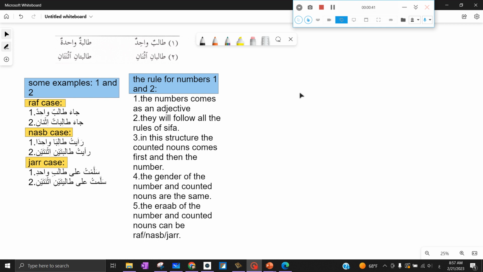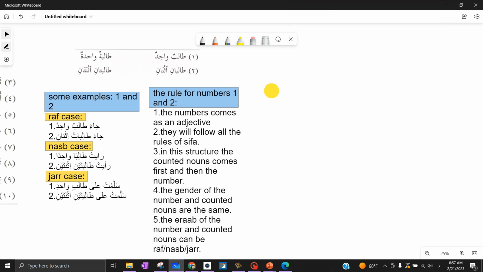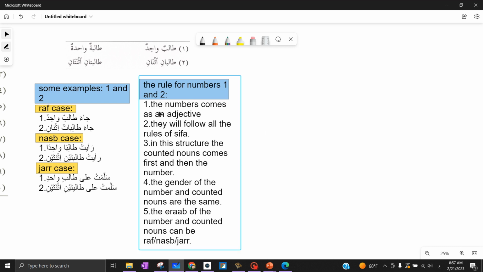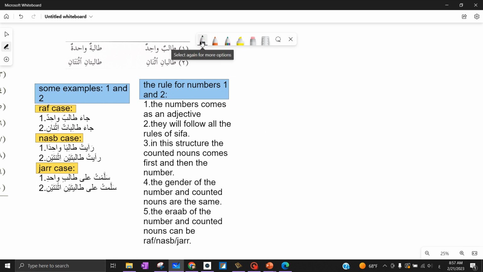And in my next video, I will cover the number rules from 11 and 12, and then 13 to 20. So let's do first the numbers of 1 and 2, as I have prepared these number rules and everything in my whiteboard, so you can easily understand the numbers here.